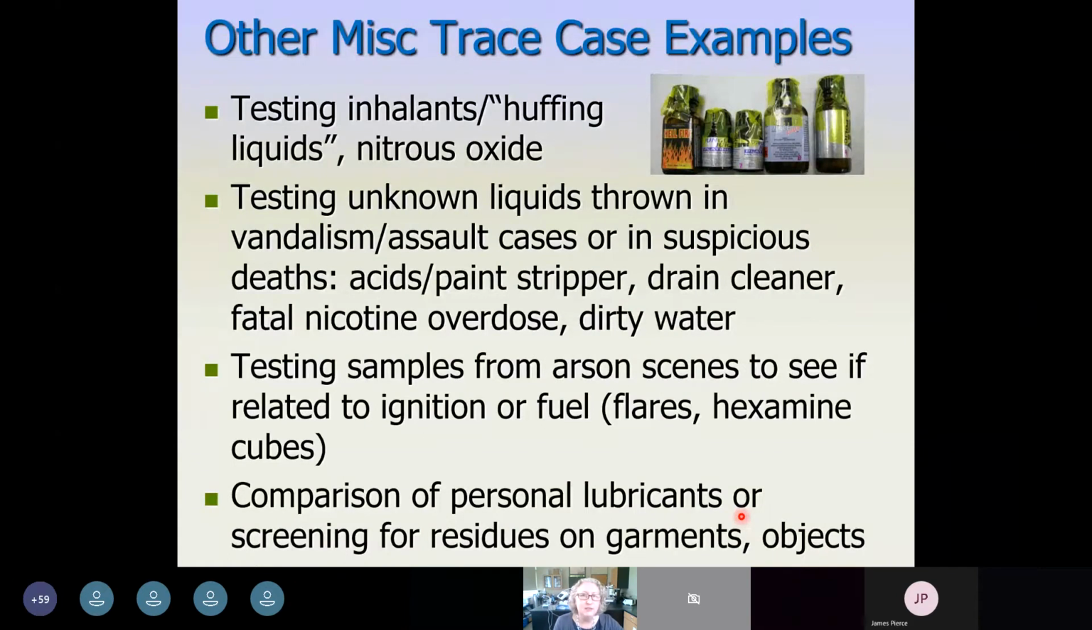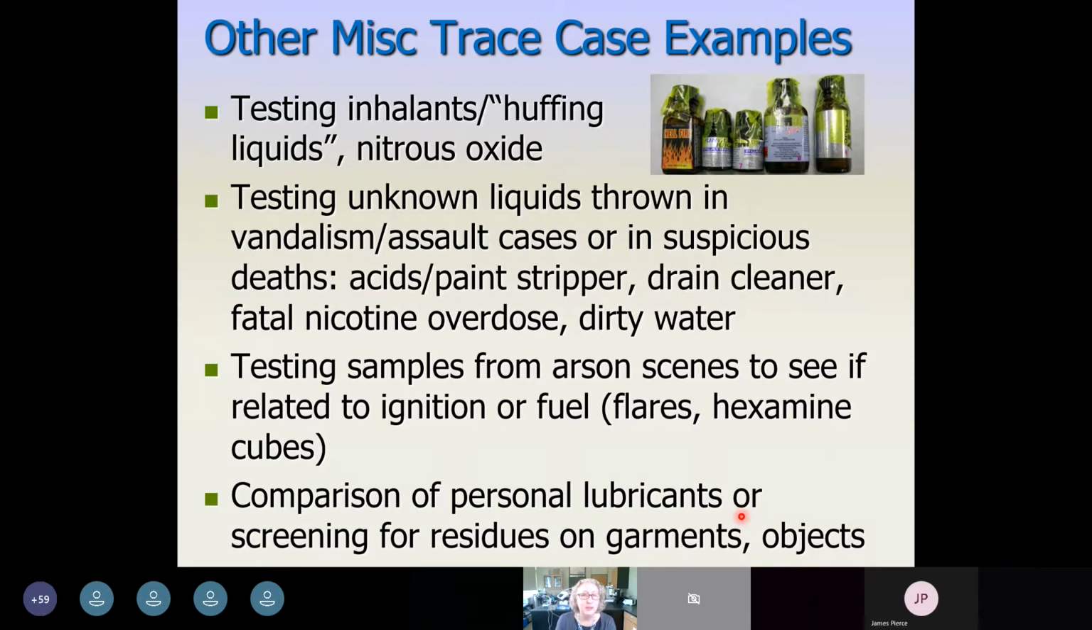So here's a more extensive list of some of these miscellaneous trace case examples. Some of them we've mentioned already, like the inhalants. And then we have tested unknown liquids that have been used in vandalism or assault cases or in suspicious deaths. We've tested acids and paint strippers that were thrown at people. We've tested suspicious deaths where it seemed that the person was drinking drain cleaner. Still, I think it's unclear whether they drank it on purpose or whether it was accidental. We've also tested liquids associated with suspicious deaths that turned out to be fatal nicotine overdose, likely intentional. And then sometimes we get a sample in and we test it, but it just turns out to be water, sometimes dirty water. But that's fine. We've exhausted all our testing and provide that information to you.